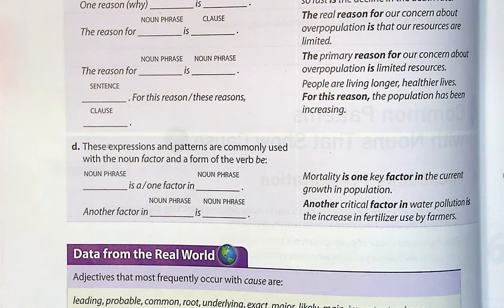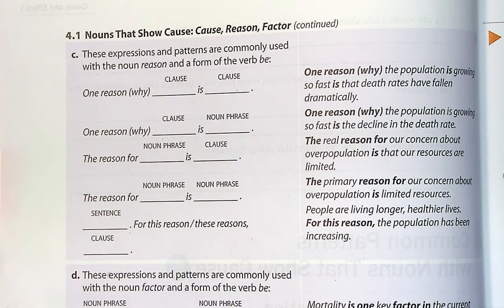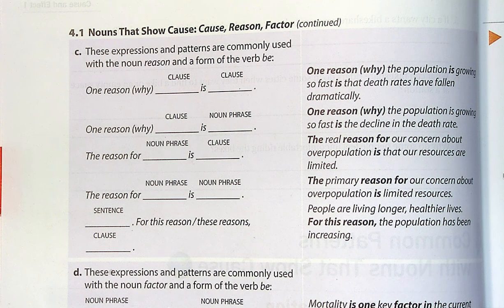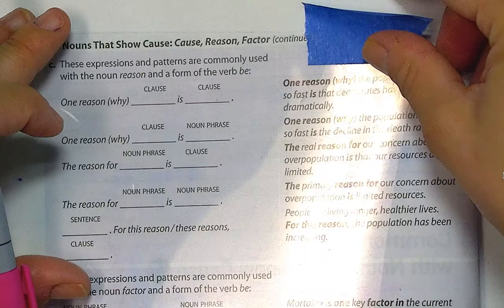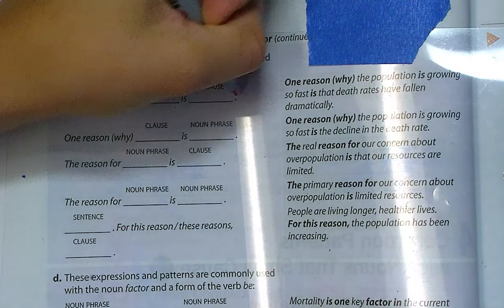Nouns that show cause: reason and factor. These expressions and patterns are commonly used with the noun reason and a form of the verb be. One reason why is, one reason is, one reason for. And if you notice here, what we're looking at is our noun clause grammar.